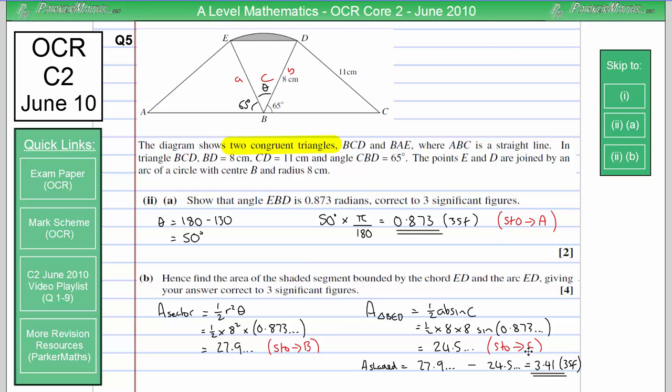Now you don't have to use the stored values feature on your calculator, but it does really help with questions like this when you're going back and using values that weren't the previous calculation that you did.